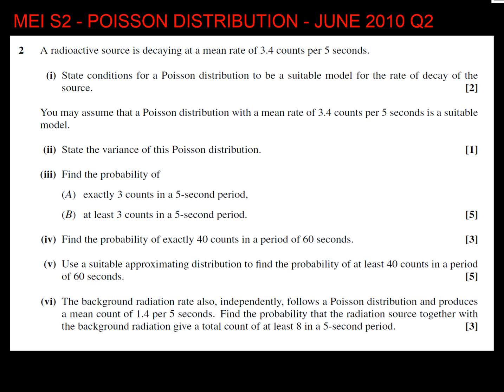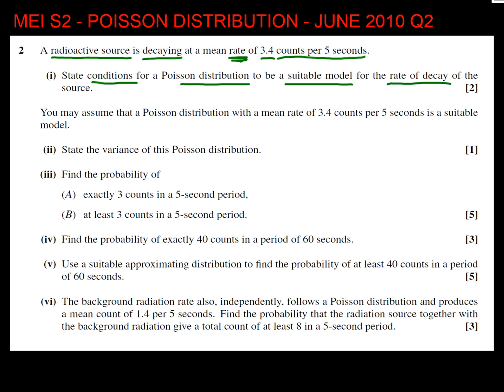Hello. Demonstration of Poisson distribution questions in MEI S2, and I'm going to use June 2010 question 2 as an example. Well, as ever, the first thing we do is read the question. A radioactive source is decaying at a mean rate of 3.4 counts per 5 seconds. So we're working in 5-second units. Okay, see what the first question is. State the conditions for a Poisson to be a suitable model for the rate of decay of this source.